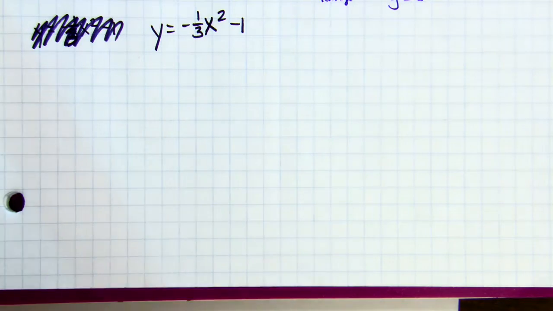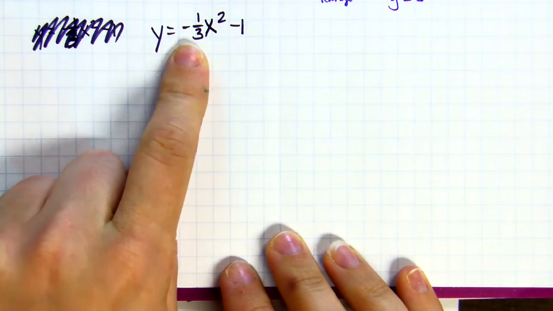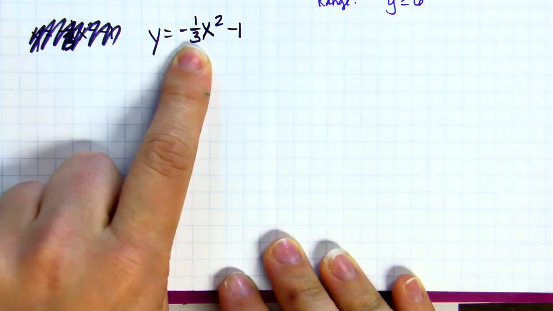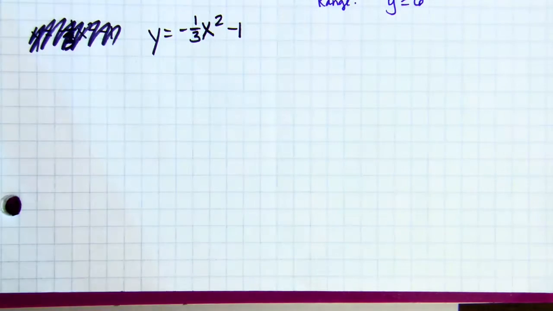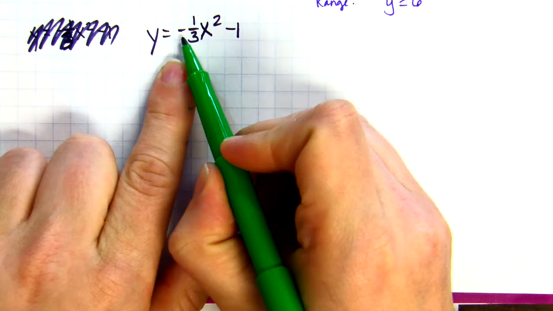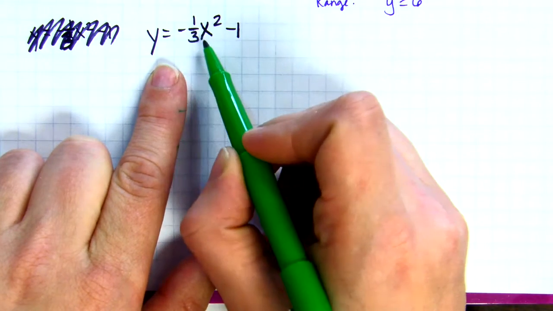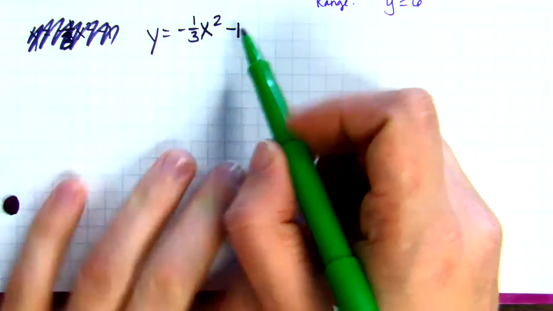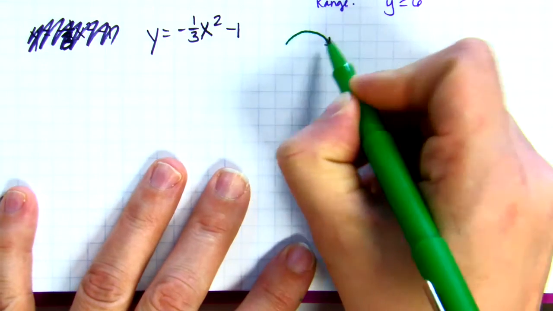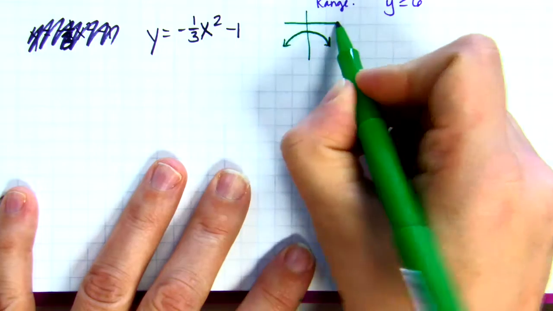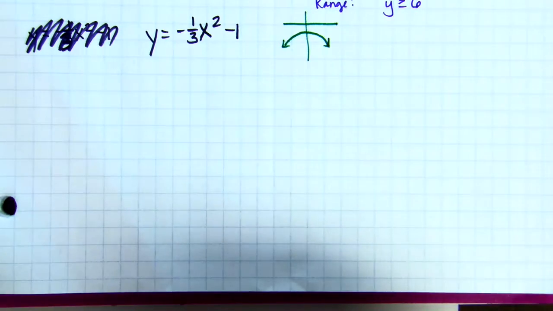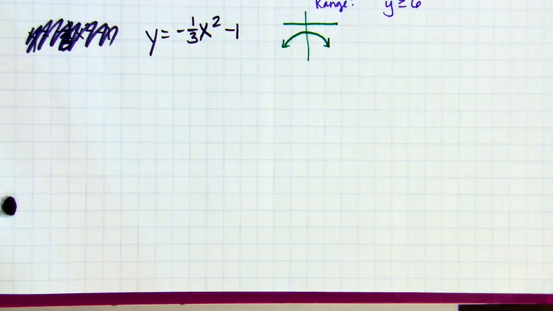Next, we're going to graph where we do have an a value. So a is not just 1. In this case, a is negative 1/3. So we're going to graph y equals negative 1/3 x squared minus 1. In the back of my mind, I'm going to be thinking about what I know about this graph. It's going to be opening downwards because a is negative. It's going to be wider than my parent function, and it's going to be shifted. So I know it should look something like this compared to my parent function, which is just y equals x squared.